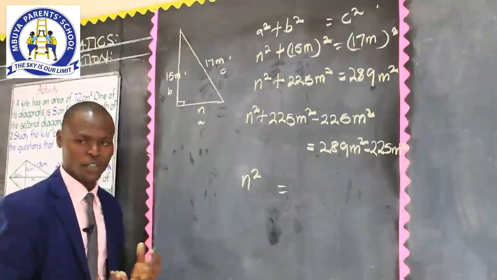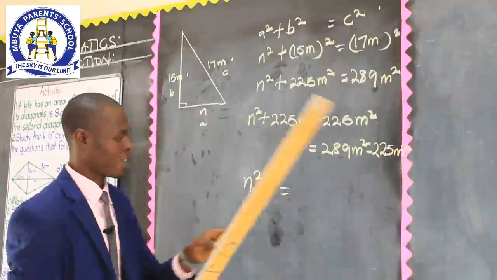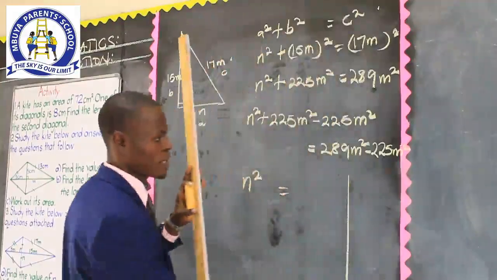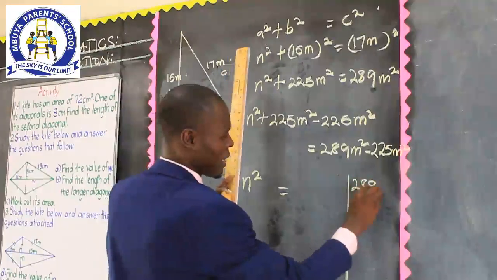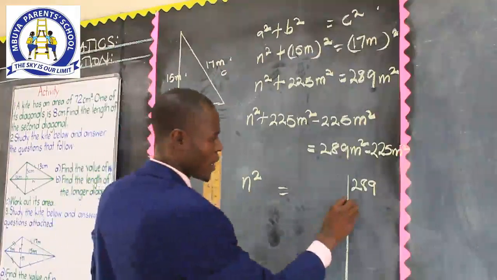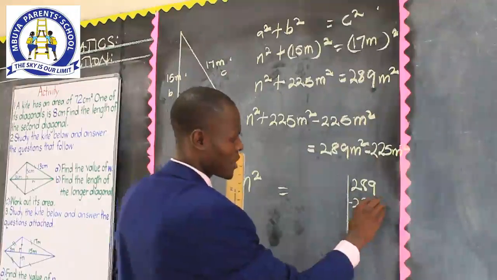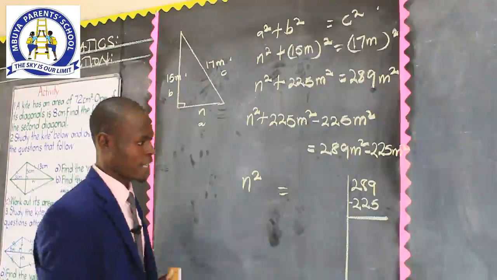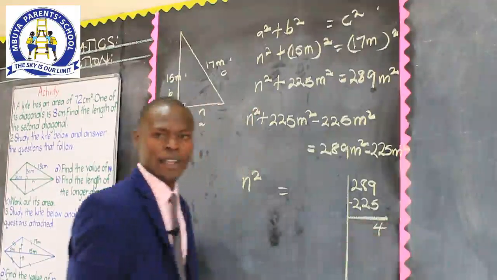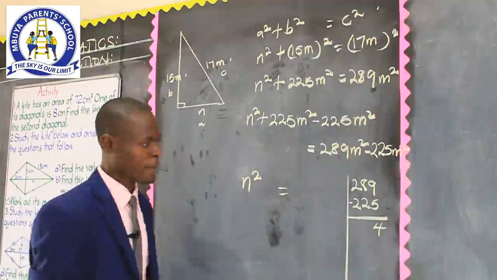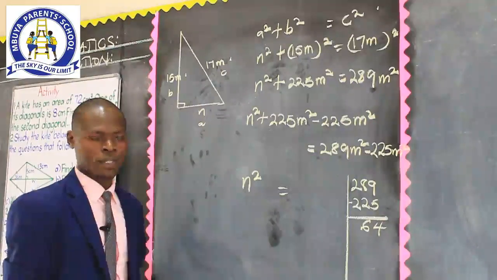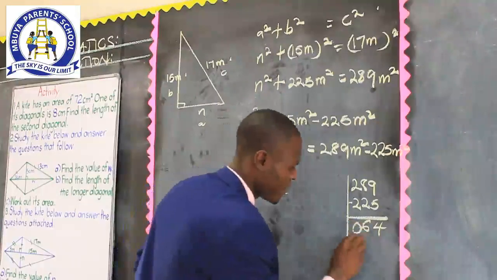I like it when you show the working. I really like it when you show the working. You lose no mark. If you come to this one, say 289 take away 225. Class, 9 take away 5. I love that. That gives us a 4. Good. 8 take away 2. Perfect. That gives us a 6. 2 take away 2. You are the best. It's giving us a 0.